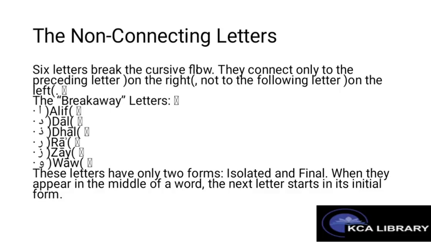The non-connecting letters. There are six non-connecting letters in Arabic: the alif, the dal, the zal, the ra, the zain, and the waw. They connect only to preceding letters, not to following letters. These letters have only two forms, the isolated and the final. When they appear in the middle of a word, they cause a break in the cursive connection, with the following letters beginning in their initial forms.